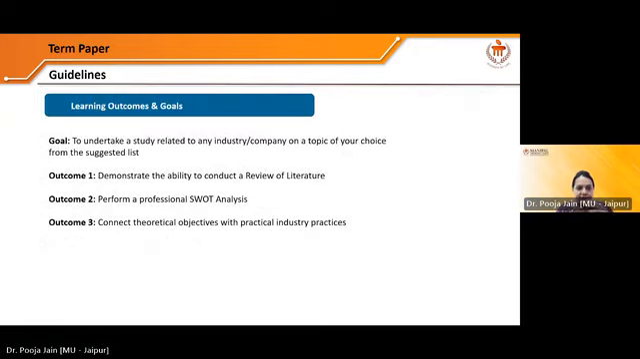Okay. So this is the learning outcome of the term paper, right? Number one, a study related to the industry with a specific topic. You will have to write the introduction and review of literature for the same, analyze and perform SWOT analysis of the related topic, and connect the objectives with practical industry practices. So identify the objectives and connect them with practical industry practices as well.